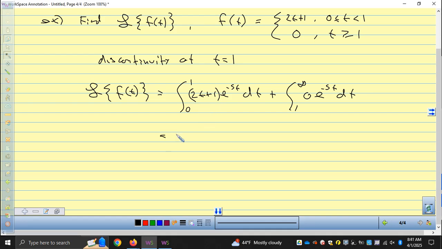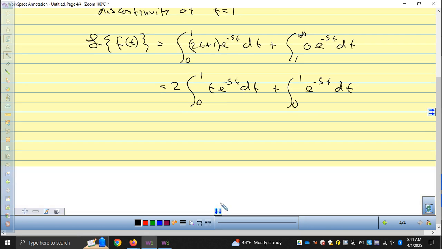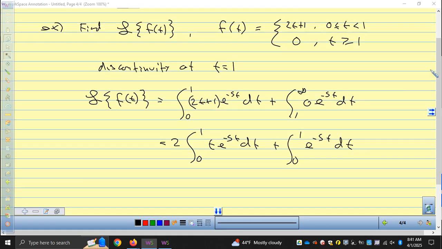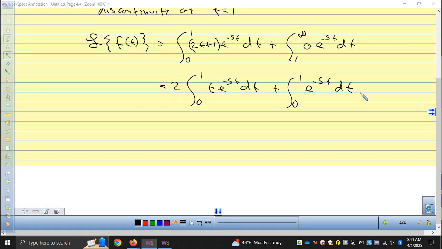So we get the integral from 0 to 1 of 2t e to the minus st dt plus the integral from 0 to 1 of e to the minus st dt. And be careful here, these are not individual Laplace transforms because our limits are 0 to 1, not 0 to infinity. So we can't just look these up because these are not Laplace transforms. Together they will be the Laplace transform of this function, but these are not individual Laplace transforms.